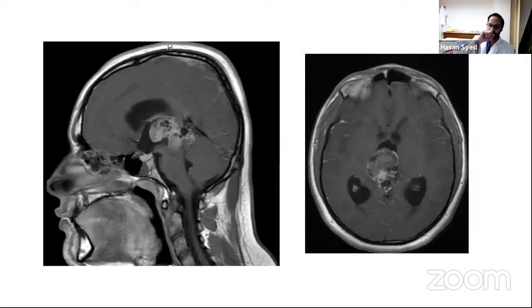You can see here on the left side a sagittal post-contrast image as well as an axial post-contrast image that demonstrates an increased ventricular size concerning for hydrocephalus, as well as this large lesion in the pineal area. It's a large heterogeneous lesion, sort of cystic as well.